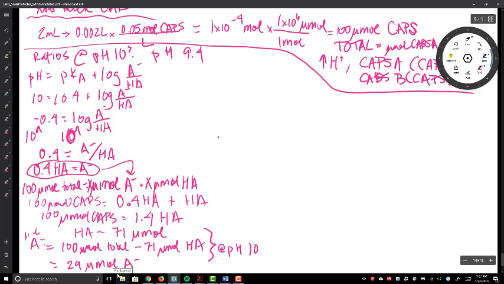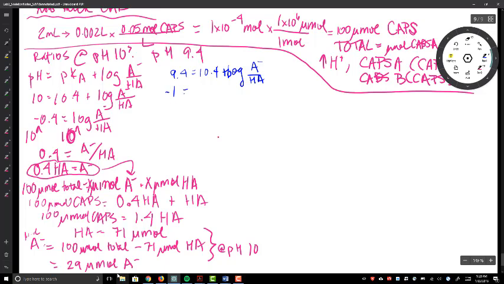So again, I want you to take a minute. At pH 9.4, are we going to increase the micromoles of HA? Are we going to decrease? Take a minute, write down your guess, and then I'll go through and we'll find out. Okay, so again, we use the Henderson-Hasselbalch, except at pH 9.4 is equal to 10.4 plus the log of A minus over HA, or CAPS base over CAPS acid.